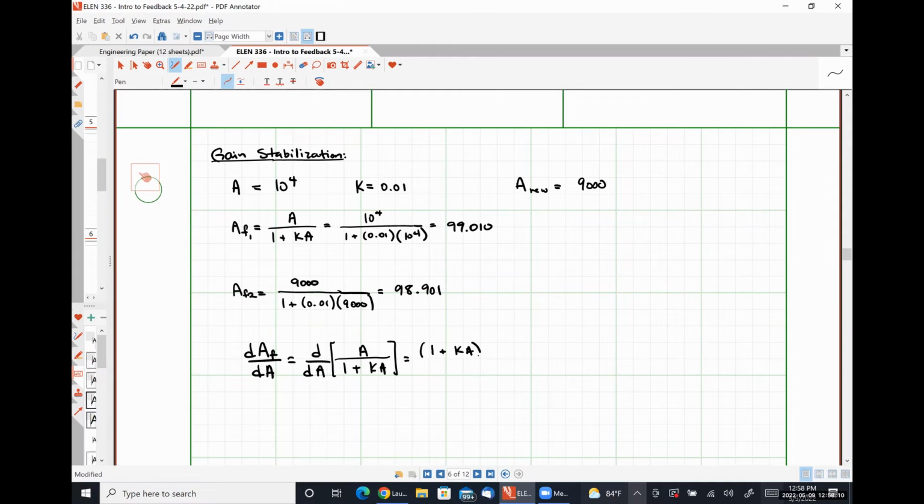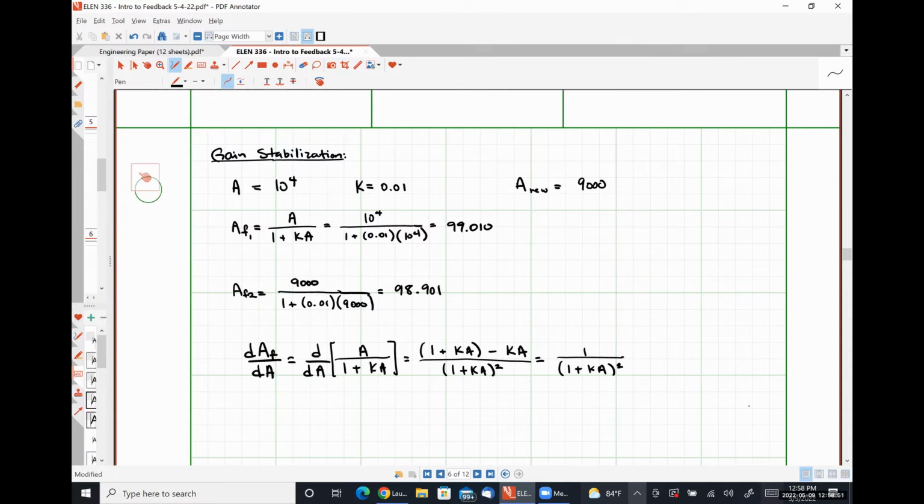So that's going to look like 1 plus KA times 1 minus the derivative of the denominator with respect to A, so that's just K times A, divided by the denominator squared. Comes out to be simply 1 over 1 plus KA squared. We're going to play around with this relationship here.